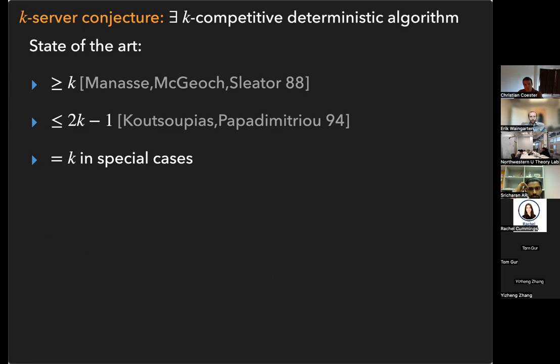On the one hand, there's a lower bound of K on every metric space of at least K plus 1 points. If we have only K points in the metric space, then of course the problem is trivial. You just put a server at every point and you don't have to move at all. But on every metric space of at least K plus 1 points, there's a lower bound of K for every deterministic algorithm. Moreover, there's an upper bound of 2K minus 1. So this K-server conjecture is resolved up to a factor of 2. And there are many special cases where, in fact, we know that there exists a K-competitive deterministic algorithm. So there are many special cases where we know that this conjecture is true.